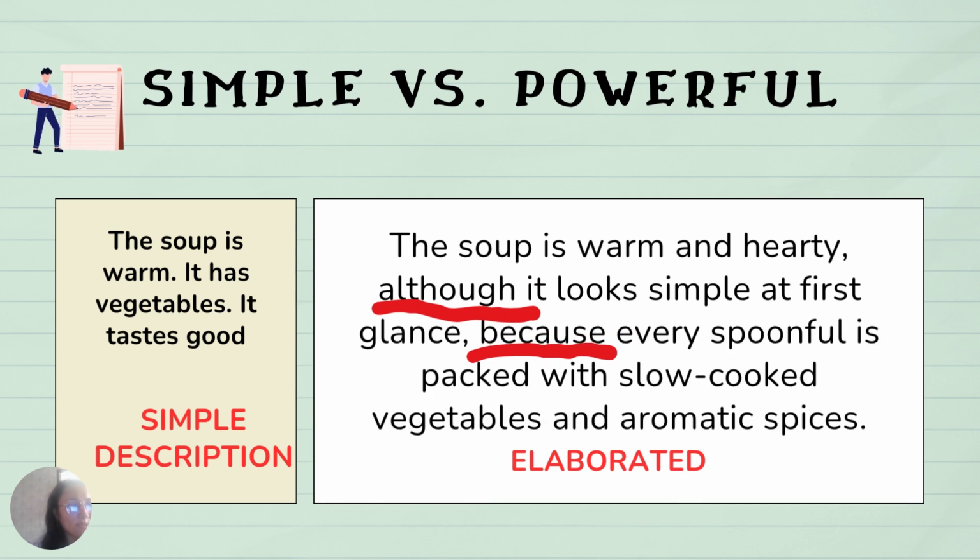So, you see, sometimes our descriptions turn out very simple. For example, I could give this simple description. The soup is warm, it has vegetables, it tastes good. Or I can use the next complex description, which is well elaborated. The soup is warm and hearty, although it looks simple at first glance, because every spoonful is packed with slow-cooked vegetables and aromatic spices. This one is the elaborated one.